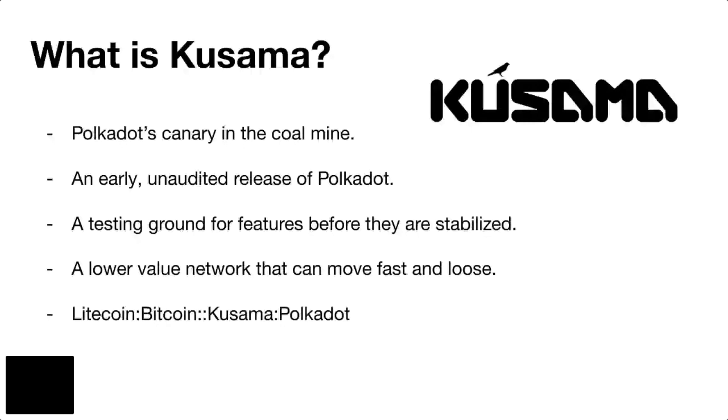If you're familiar with the Litecoin, Bitcoin dynamic, where Litecoin is of lower value and intended to be a more experimental network than Bitcoin, which moves a lot slower, you can think of Kusama as the Litecoin to Polkadot's Bitcoin.